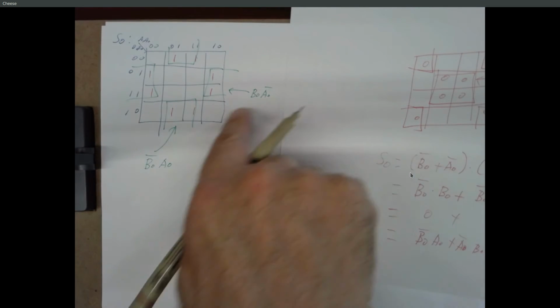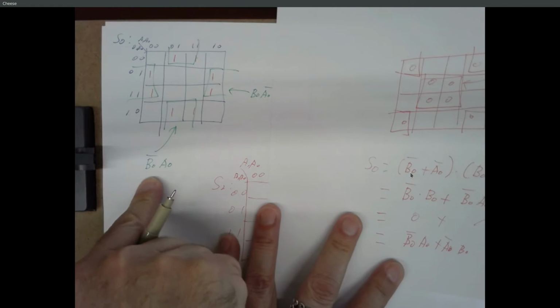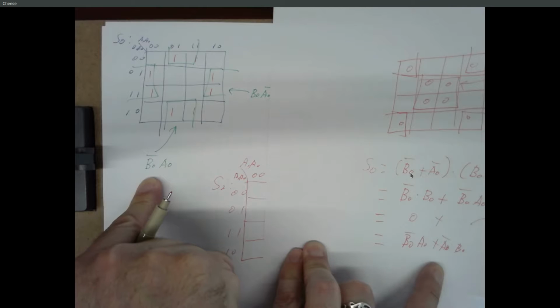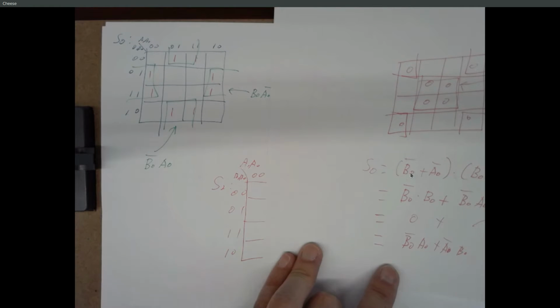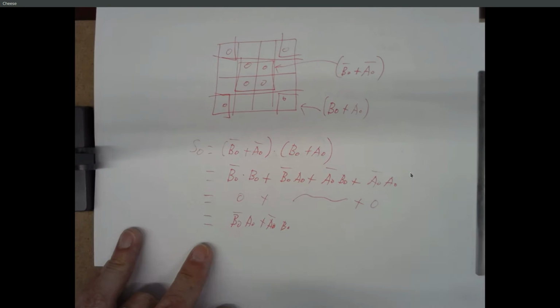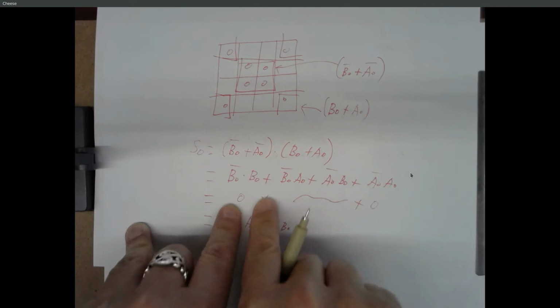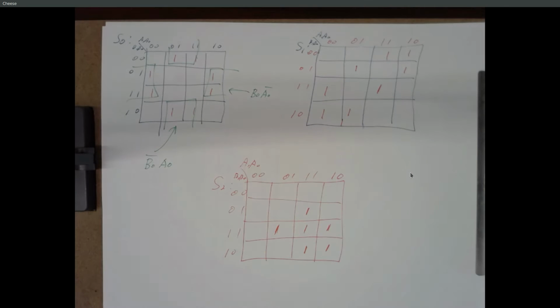And that's exactly what we got when we did the sum of products. B0 bar A0 or A0 B0 bar. So you end up with the same equation sometimes. If you simplify them enough, they've got to be the same. And sometimes it's pretty straightforward to turn one into the other. In this case, just multiply out, cancel these terms. Sometimes it's not very easy to turn one into the other, but they should be the same thing.